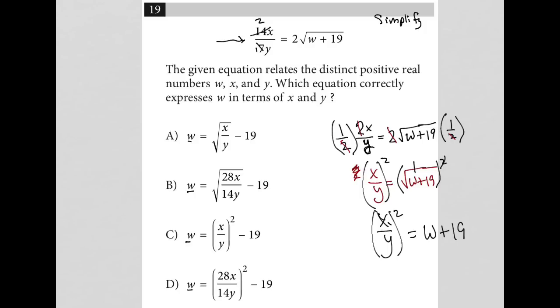And lastly, I want to subtract 19 from both sides. The 19 is gone from there. I'm going to move up here for more space. So I'd be left with w is equal to x over y squared minus 19. And that looks like the answer will be choice C.